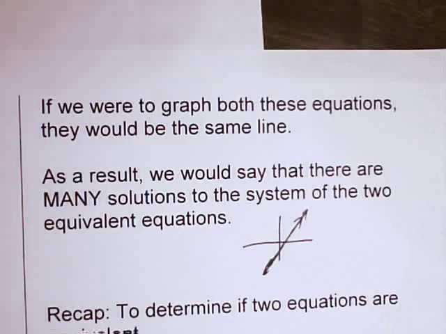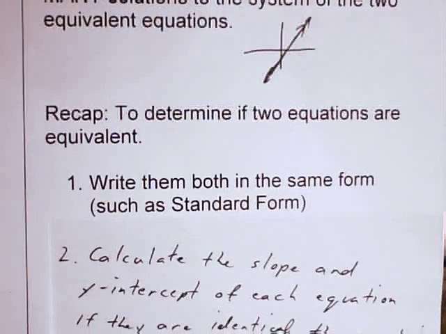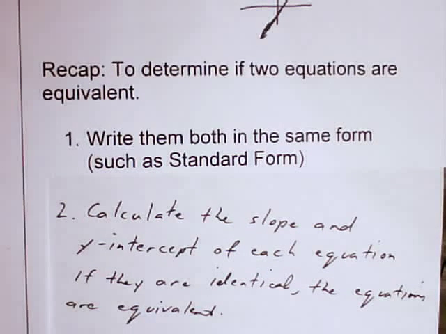So to determine if two equations are equivalent, number 1, write them both in standard form, or in the same form, such as standard form. You can write them both in slope y-intercept form if you prefer. Number 2, calculate the slope and y-intercept of each equation. If they are identical, the equations are equivalent.